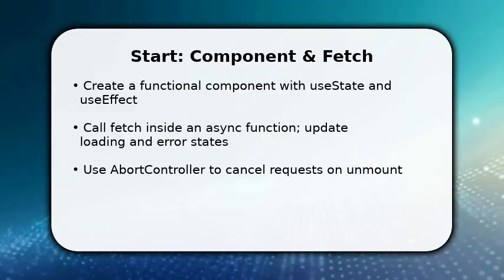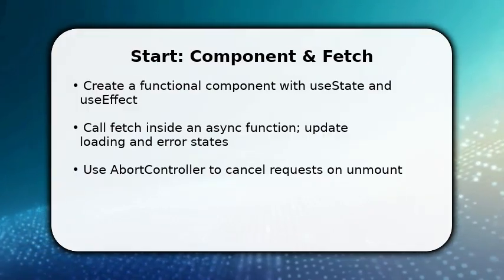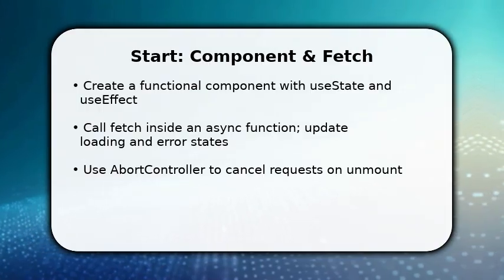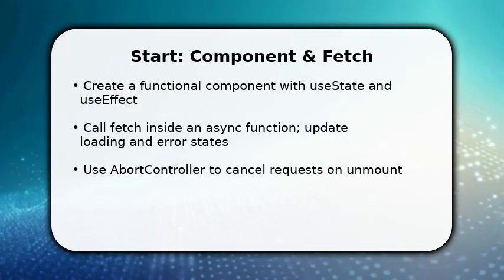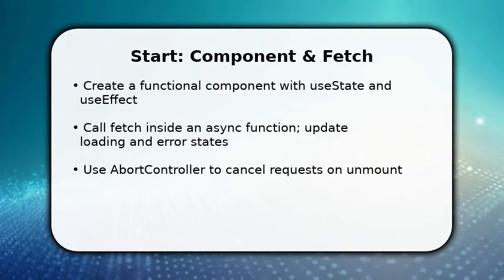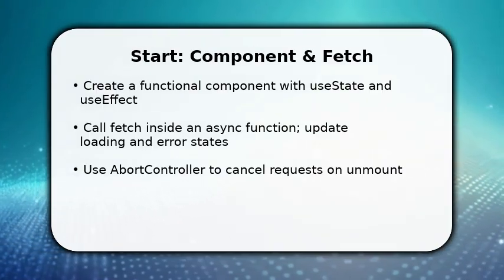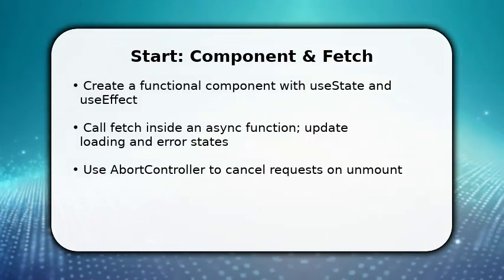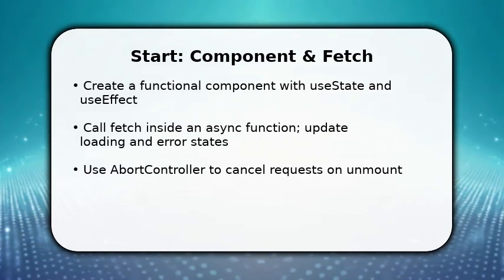Enjoy the video. You begin by wiring state and an effect. Create data, loading, and error with useState, then call an async fetch inside useEffect. Define an abort controller and attach its signal to fetch so you can cancel stale requests. Once done, parse the response JSON and set data. Make sure to update loading toggles before and after the await so the UI reflects progress, and catch errors to populate the error state, rather than letting unhandled rejections crash your component.